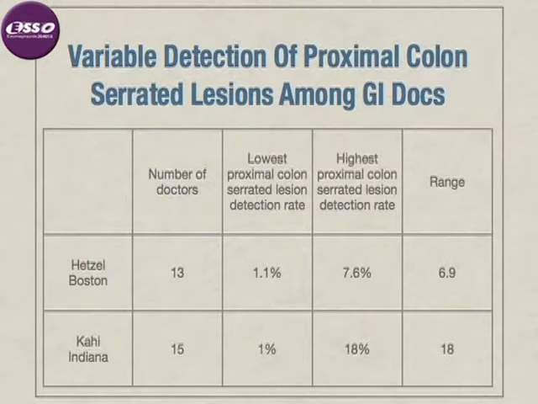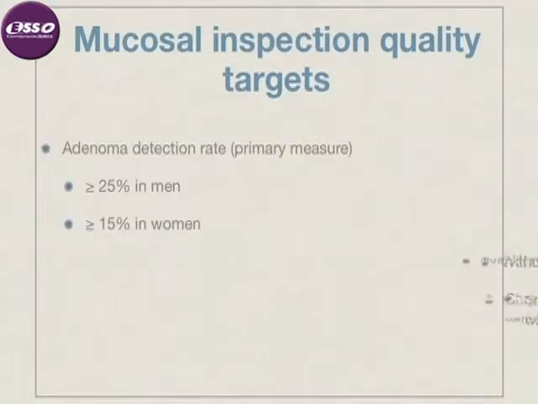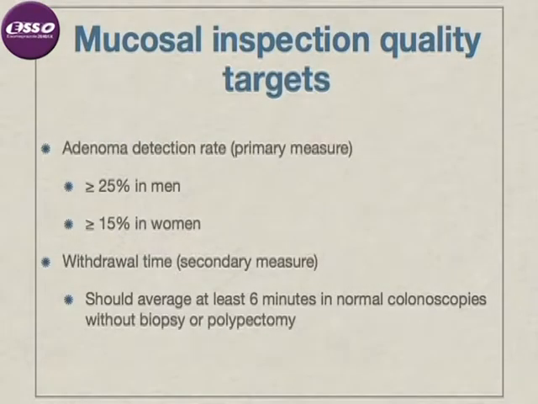Since 2002, guidelines have recommended that colonoscopists measure the quality of mucosal inspection by measuring the adenoma detection rate. The adenoma detection rate is defined as the percentage of patients age 50 and older undergoing their first screening colonoscopy who have one or more adenomas detected. The recommended threshold for adequate detection is at least 25% of men and at least 15% of women should have one or more adenoma detected.